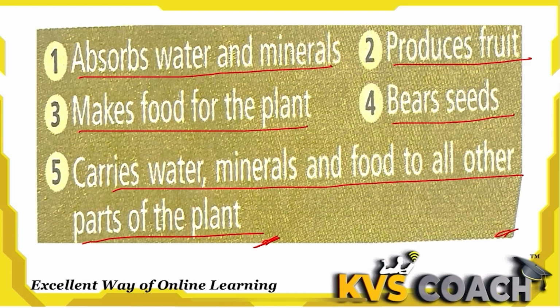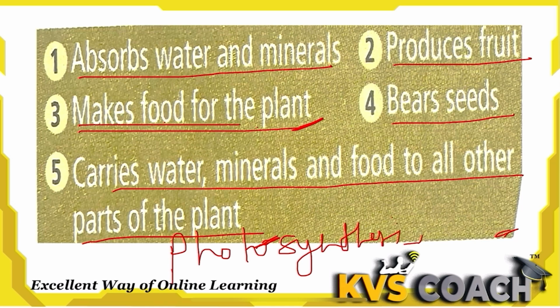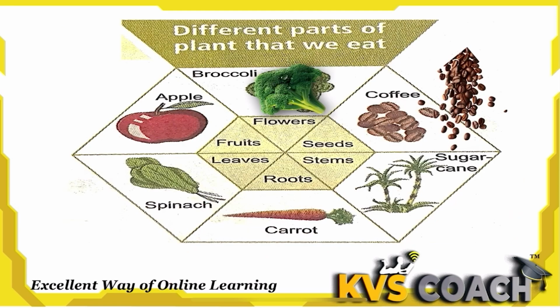They absorb water and minerals, produce fruit, make food, and this process of making their own food is known as photosynthesis. This is also an important question. This is called photosynthesis, the process in which they make their own food. They carry water, minerals and food to all parts of the plant. These are the main functions of plant parts.